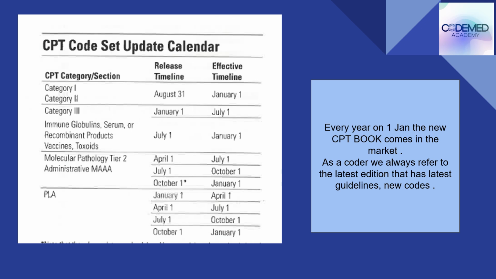Because every year on 1st of January, the new CPT book comes into the market. And as a coder, we always refer to the latest edition that has the latest guidelines and the latest new codes. So you will see that the category 1 and 2 codes come into the market, or the effective timeline is January 1. And this is very important. Sometimes during the interview, they do ask what is the time when the new CPT book comes into the market.